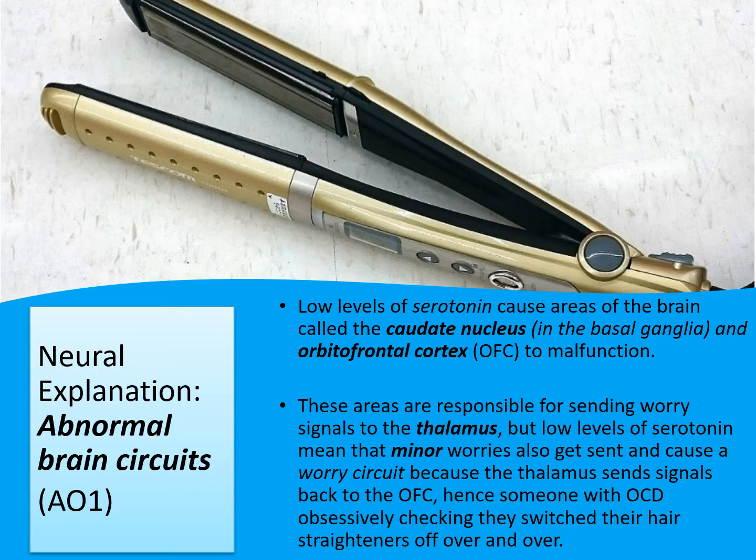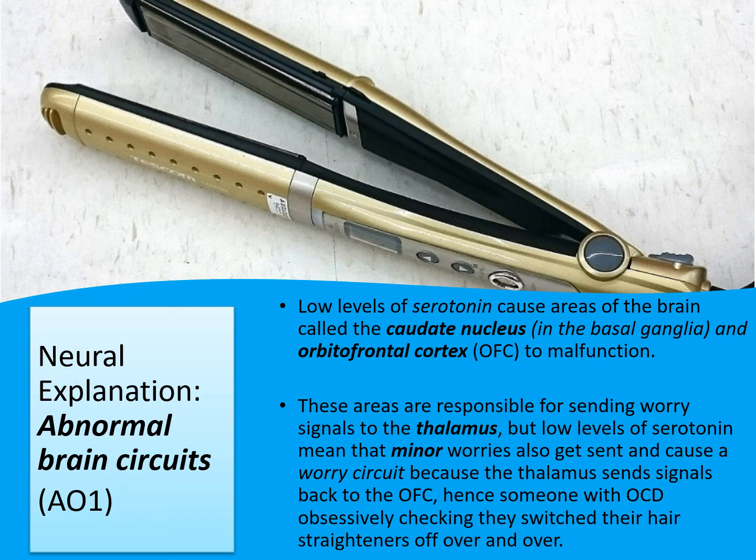The other thing to say about neural explanations is that there may be faulty or abnormal brain circuits. The lower levels of serotonin that we've talked about cause areas of the brain called the caudate nucleus in the basal ganglia and the orbitofrontal cortex, or OFC, to malfunction. Those areas of the brain are responsible for sending worry signals to the thalamus. The thalamus acts like a relay. The thalamus is in the diencephalon in the brain, you don't need to know that. But the thalamus is a relay station for many, many things.